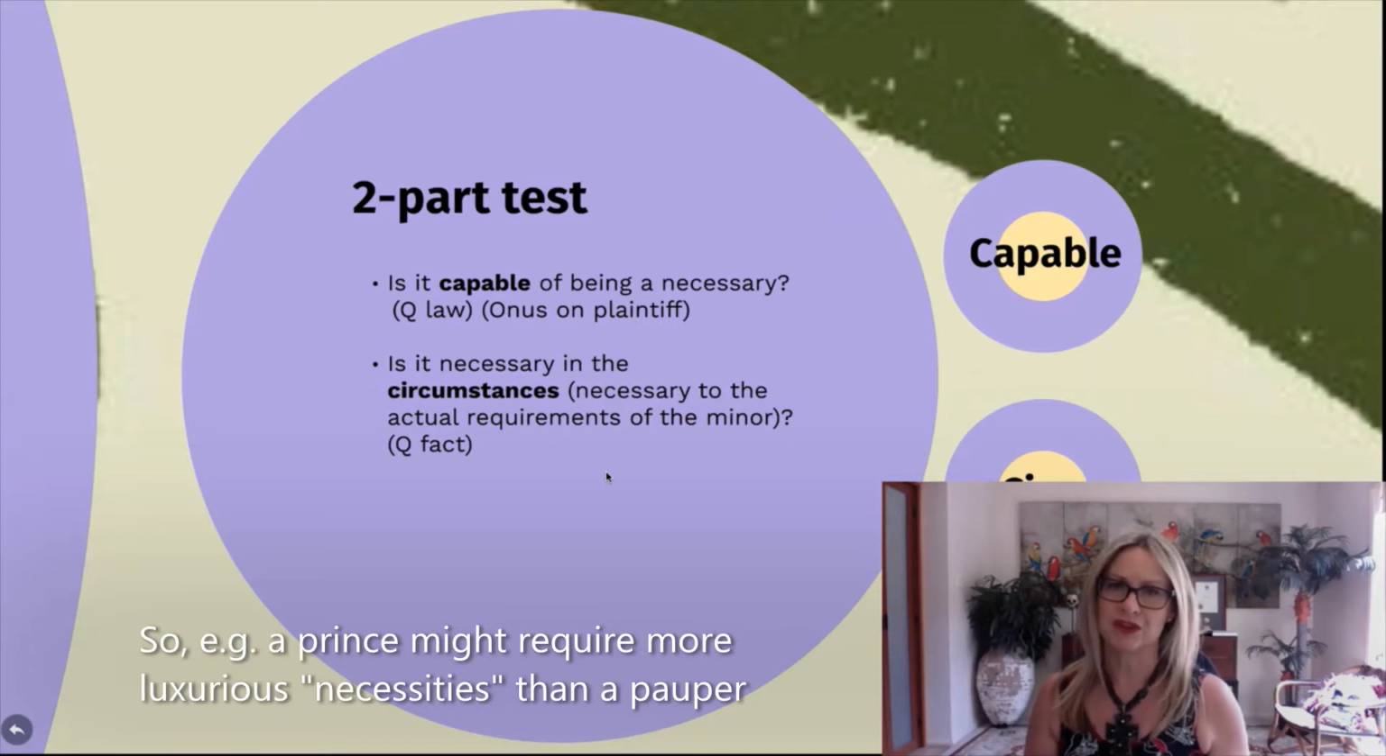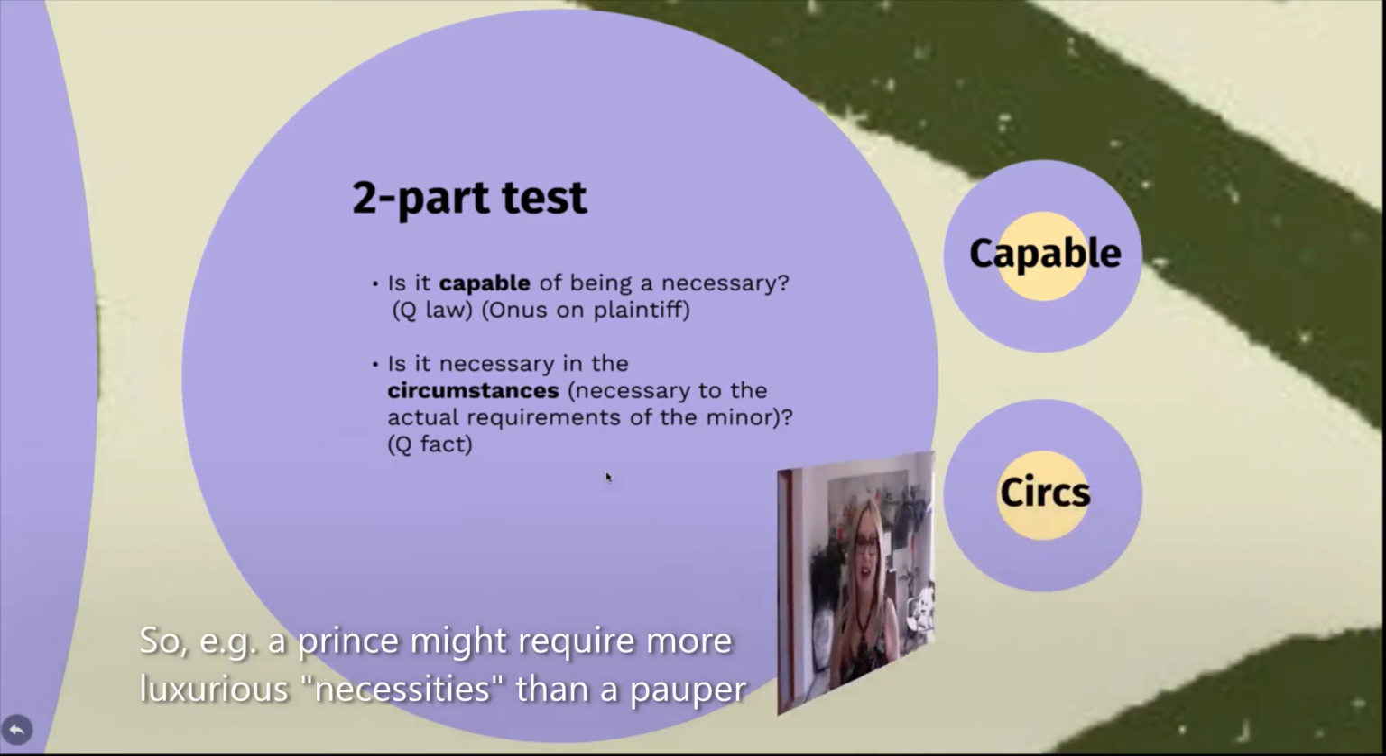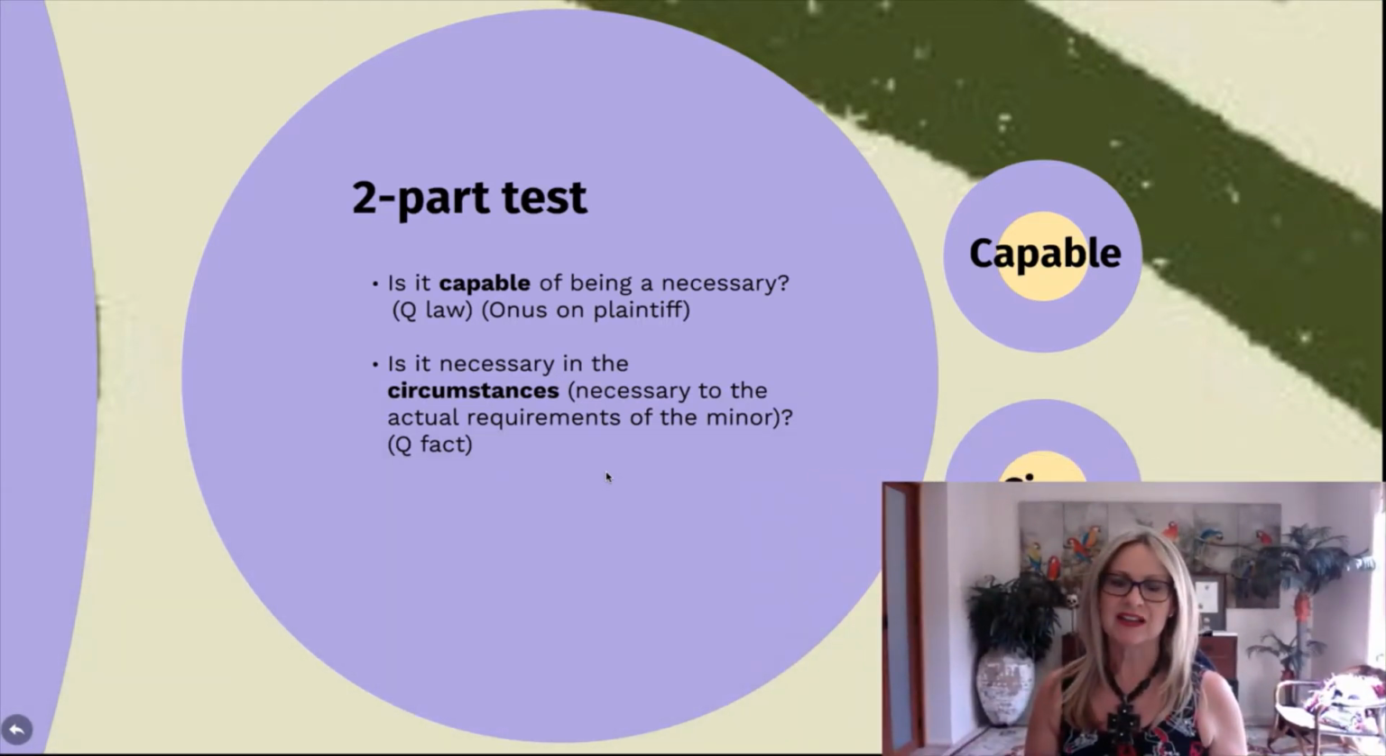Now, this is a question that the judge has to decide. And for the second part, you have to show that in these particular circumstances, this particular minor, this particular contract, these goods or services, are they actually required by the minor? And that will be a question of fact that goes to the jury.